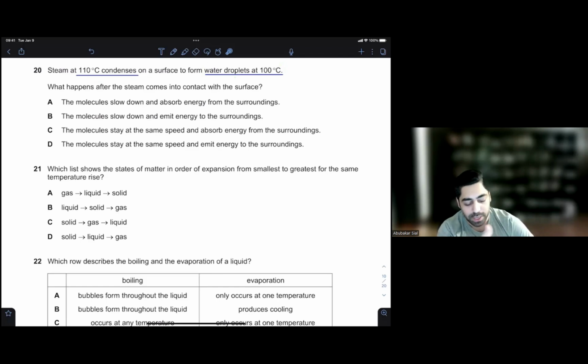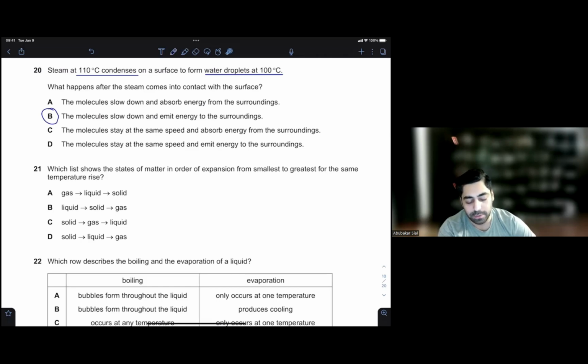When it comes into contact, the molecules are going to release energy. They will emit energy because the steam is cooling down. If they're releasing energy, what does that mean? That they have less kinetic energy left. Then if they have less kinetic energy, what does that tell you? That the molecules slow down. So this is the correct choice.